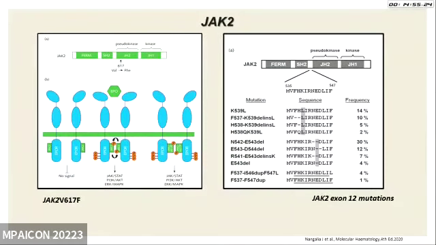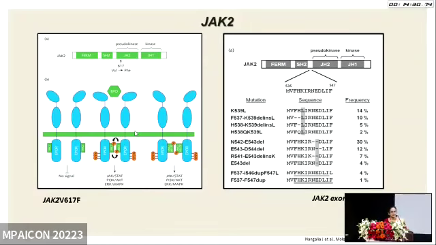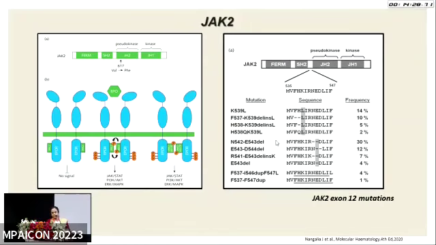So this slide is a very quick representation of these cytokine receptors, that is the JAK2. To the left side, you see the JAK2 gene with the different functional domains, and 617 is present in the pseudokinase domain, and because of this mutation, there is a constitutive activation of JAK2, resulting in excessive proliferation of cells downstream.